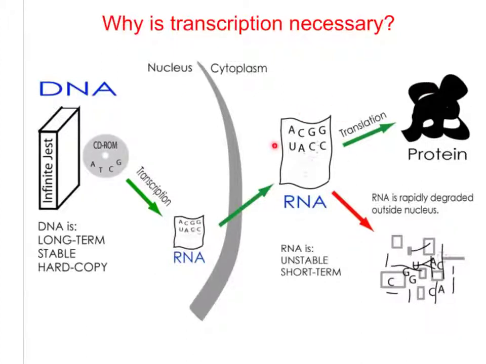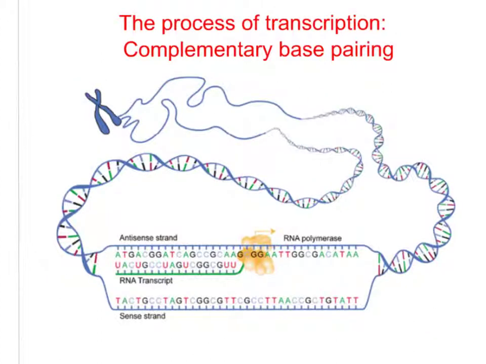It is easily broken down. It's very unstable. It's very short term, doesn't last long. So we can get rid of it. It can be processed through the cell and disposed of, and we don't have to worry about the DNA being exposed to something that would harm it or change it, damage it in some way. It's safe inside the nucleus, and we're just using this copy. So that is why transcription is necessary.